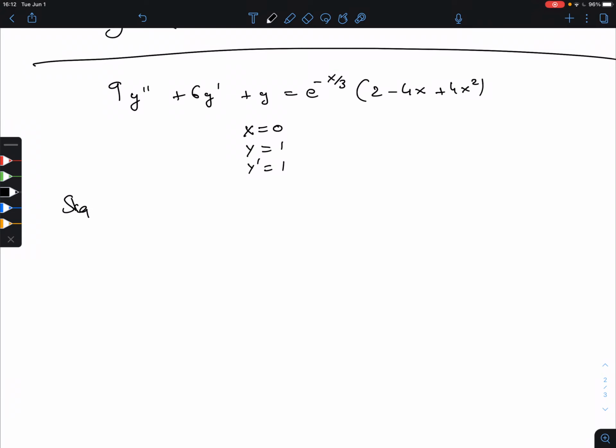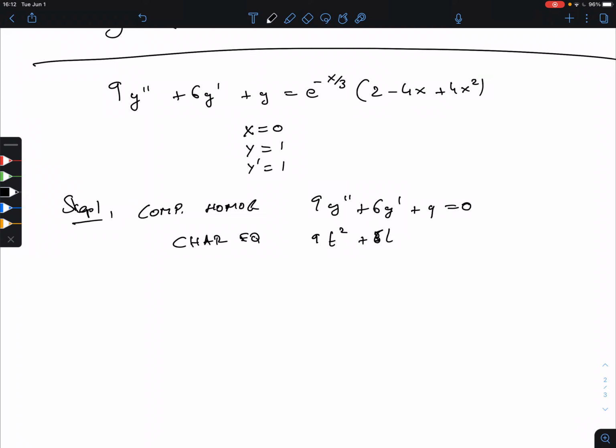So step 1. It is again of the form that we know we can solve with this method, right? It's an exponential times a polynomial, and this has constant coefficients. Okay, so we look at the complementary homogeneous equation. So that is 9y double prime plus 6y prime plus y equals 0. So the characteristic equation is 9t squared plus 6t plus 1 equals 0.